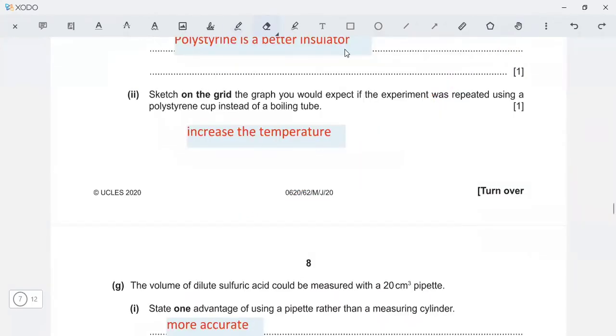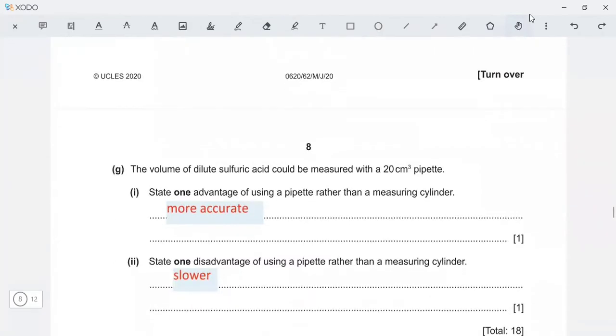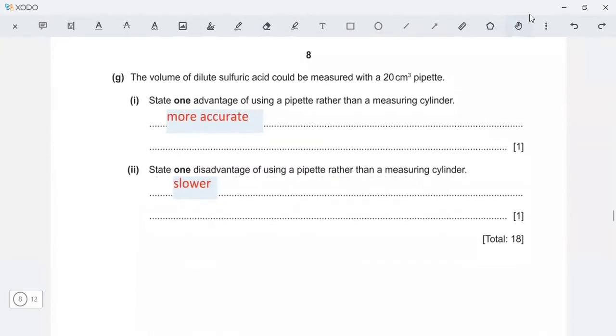Next, here we have question number G. The volume of dilute sulfuric acid could be measured with a 20 centimeter cubed pipette. First bit, state one advantage of using a pipette rather than a measuring cylinder. As we know, a pipette gives you more accuracy, so it is more accurate than a measuring cylinder. Just write down more accurate.